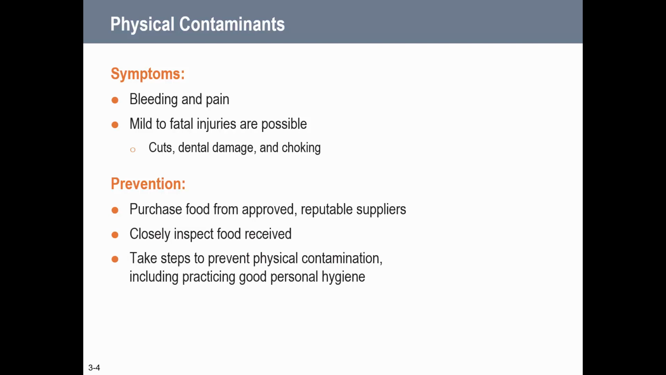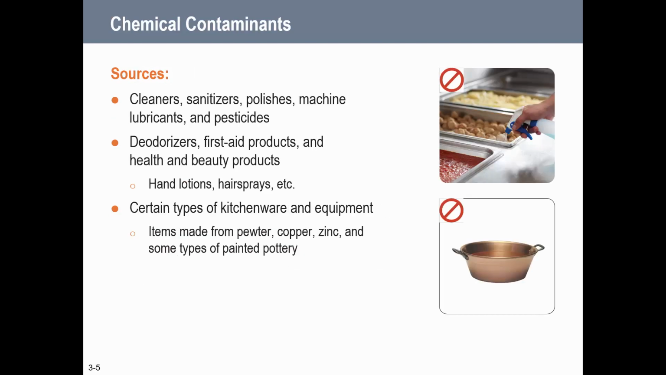physical contaminants. So we really want to do everything we can to minimize the opportunity for them to get in the food. So purchase food from approved reputable suppliers, make sure we're inspecting food, and make sure we have good personal hygiene. Sometimes this is why we have rules about fingernails or jewelry and things like that, to prevent these physical contaminants from getting in our food supply.